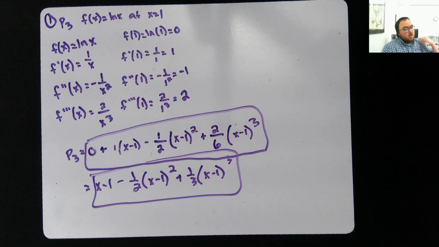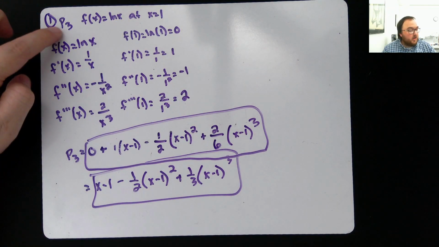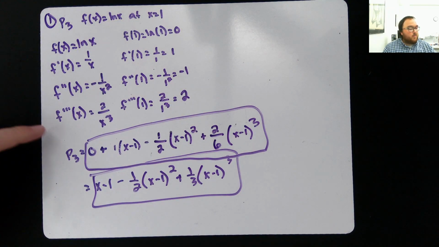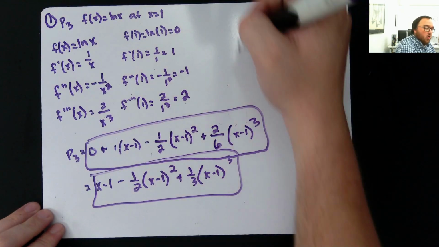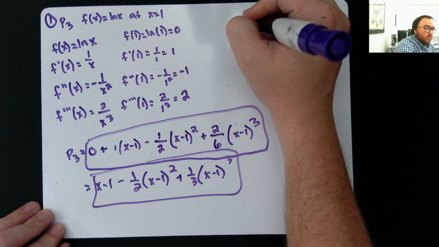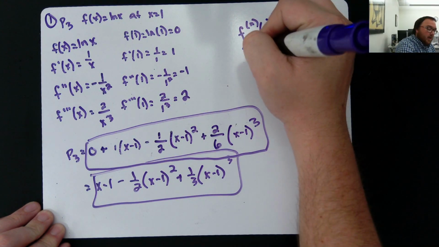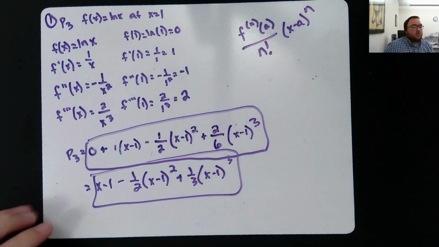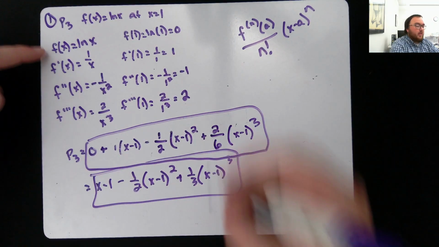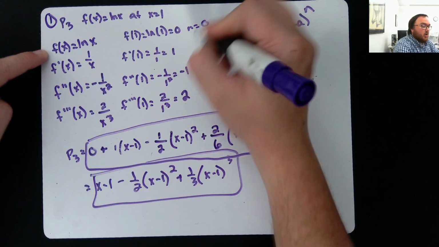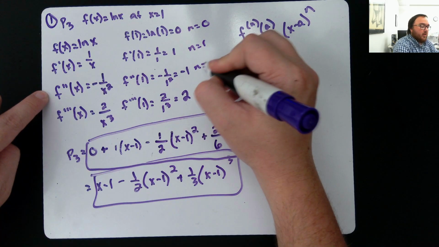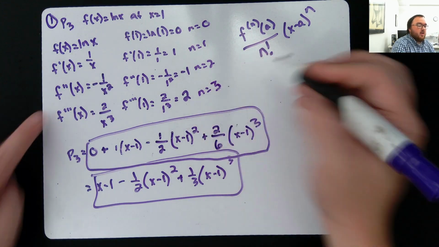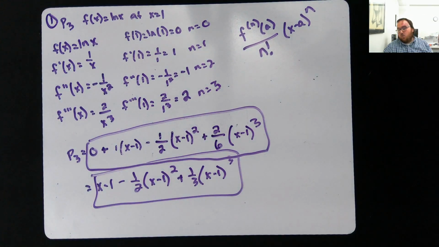And that's it. So again, since it asks for P3, go until f triple prime, and then all of my terms are the nth derivative at a over n factorial times x minus a to the n. So just do that for every term. This one, n is equal to 0, n equals 1, n equals 2, n equals 3, and just plug it in and see what I get.